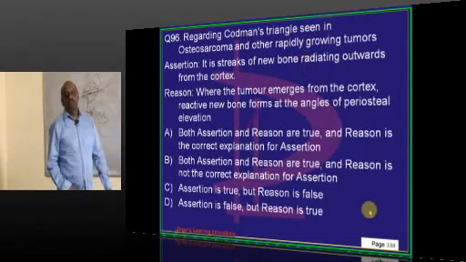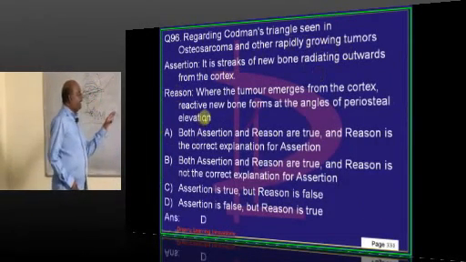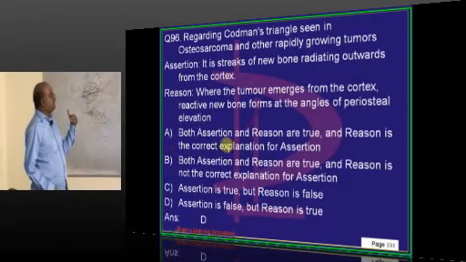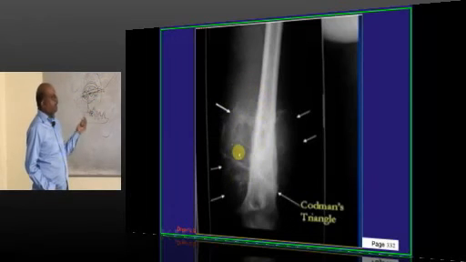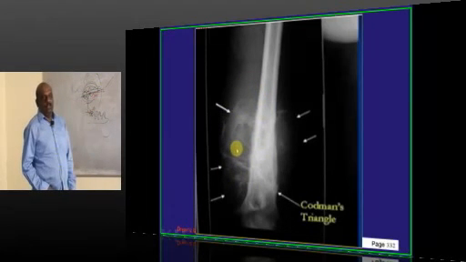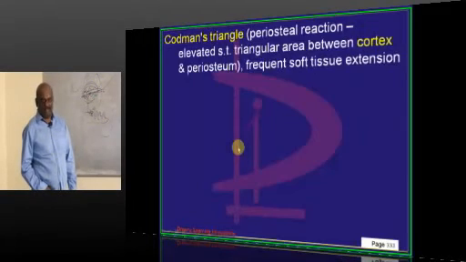Codman's triangle, basically it is because of the new bone formation. You get the Codman's triangle in case of the osteogenic sarcoma, etc., etc.